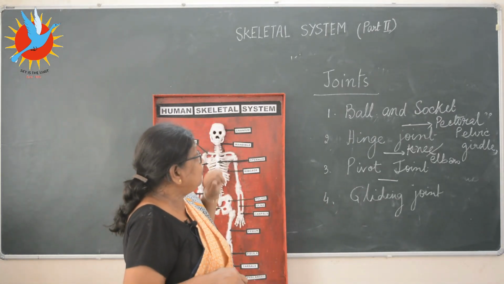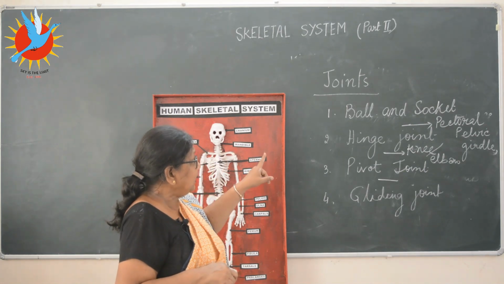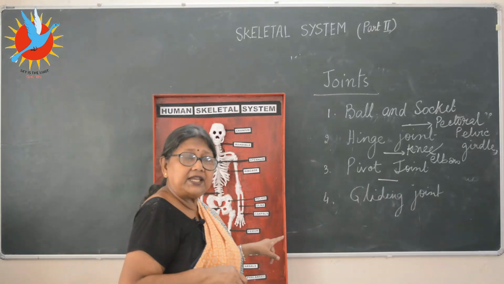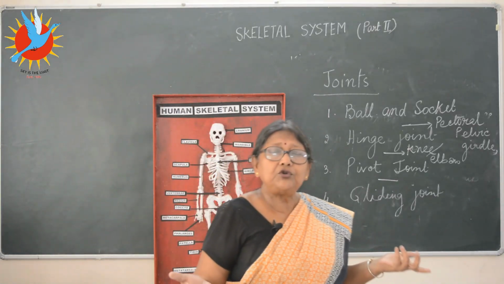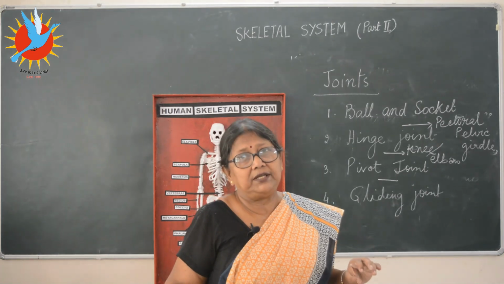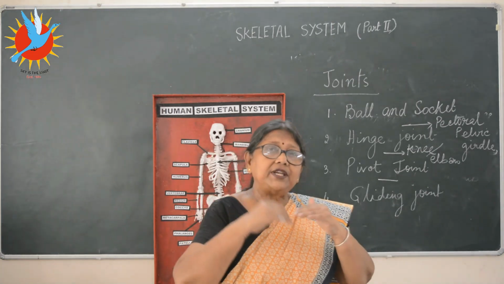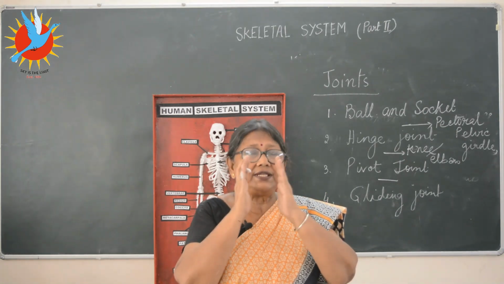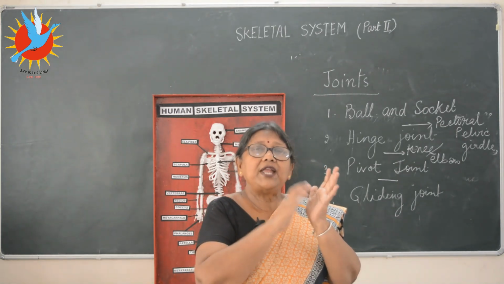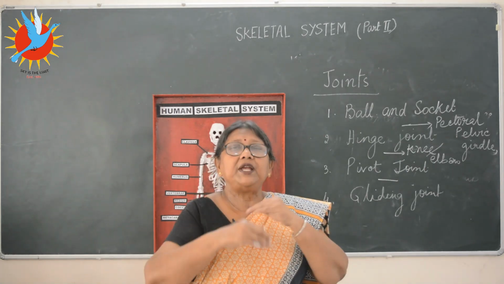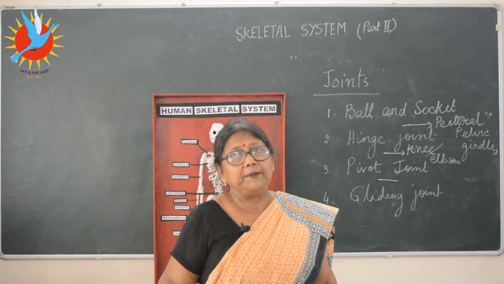So how many types of joints are there? Ball and socket, hinge joint, pivot joint and gliding joint. What do the joints do? They bring about the movement in the body. Okay, and the two different types of tissues you have learned. Where there is a joint between bone and bone, it is ligament. Where there is a bone and the muscle, it's called the tendon. So avoid the friction and to bring about the movement very smoothly.